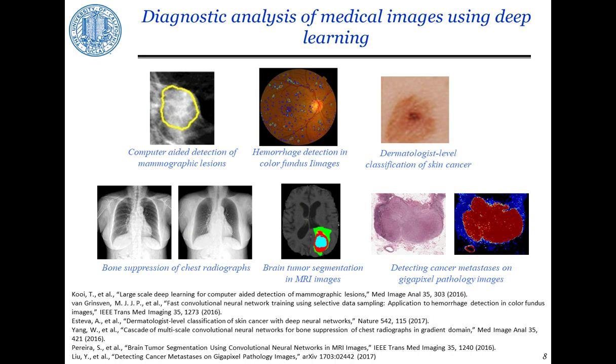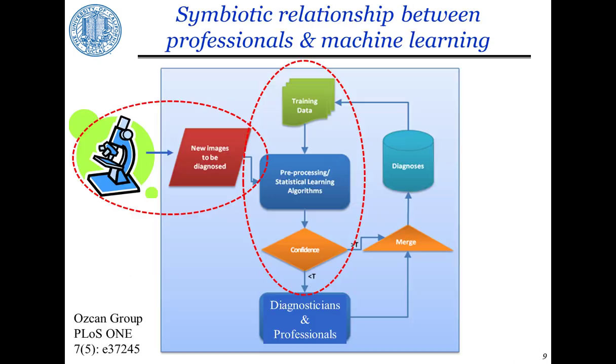Whether it's actually detection of cancer, detection of tumor margins, grading of tumors, and looking into segmentation and detection of different kinds of features within different medical images. These are some of the examples of how deep neural nets and deep learning in general have been utilized to help diagnostic analysis of various different medical images.